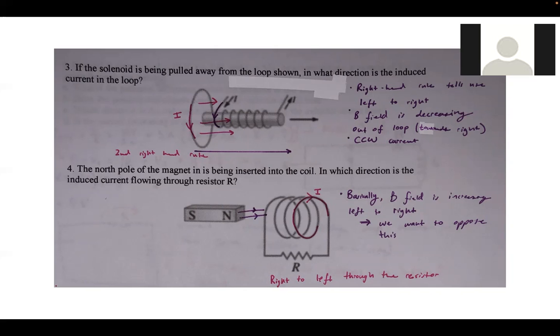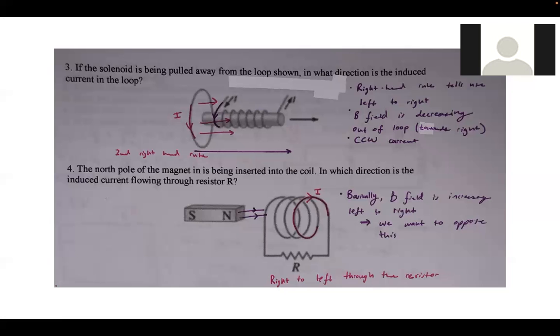Okay, yeah. So the right hand rule tells us it's moving from left to right. The B field is decreasing out of the loop towards the right. So therefore we need to have an induced current that's going to be going counterclockwise. Okay, that makes sense. And again, if you rotate it towards you, so you're looking straight down at it, you'll see why that makes a little bit more sense. I think it's just hard with all the loops that are going on.